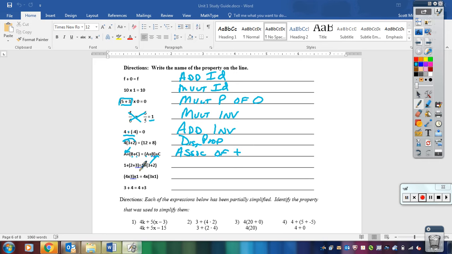1 plus 2 plus 3 equals 1 plus 3 plus 2. The order changed. They wanted you to think that it was the associative property, but it's actually the commutative property of addition. 4 times 3 times 1 equals 4 times 3 times 1. Order stays the same. 3 is hanging out with 4, now 3 is hanging out with 1. That is the associative property of multiplication. 3 plus 4 equals 4 plus 3. Again, the commutative property of addition. The order does change in the commutative property of addition.